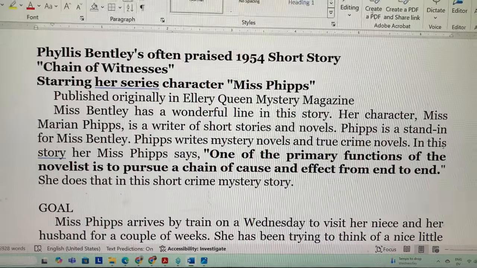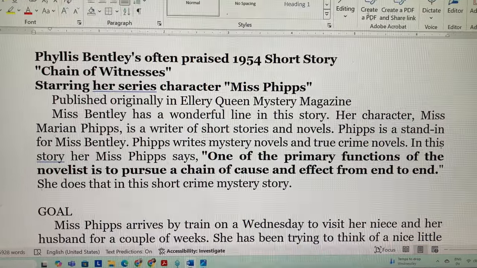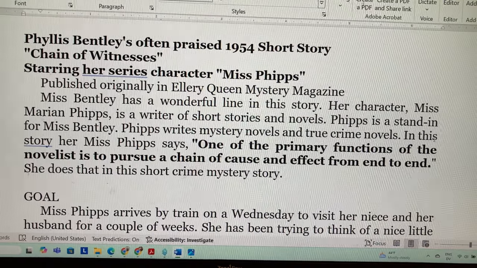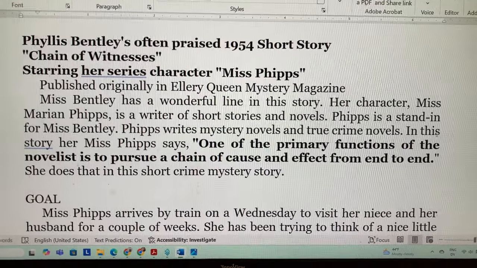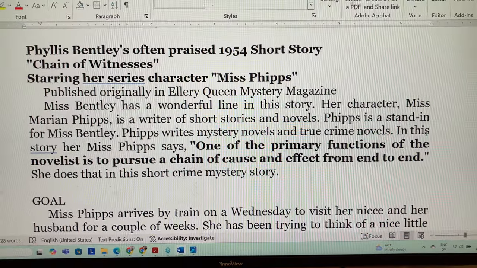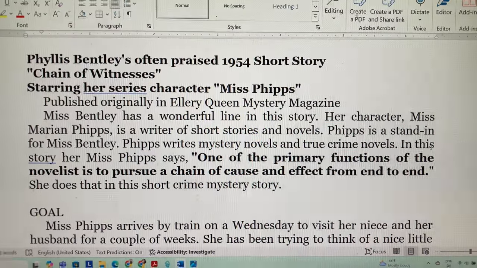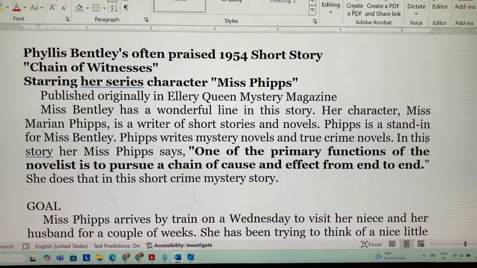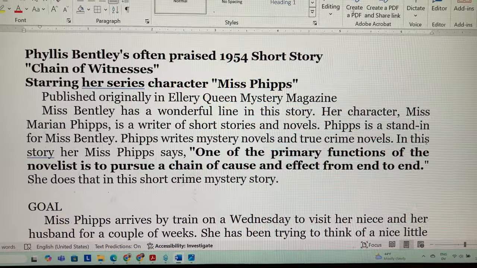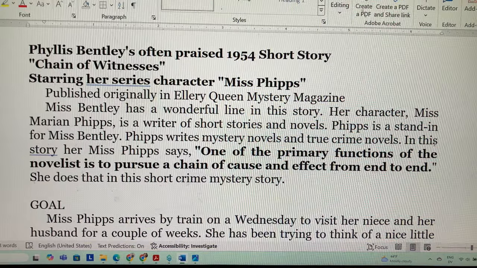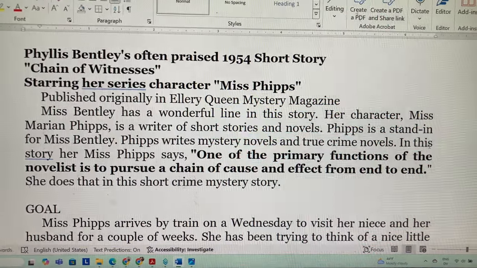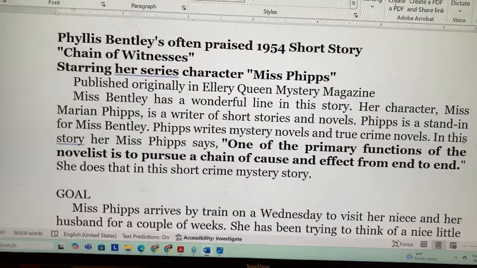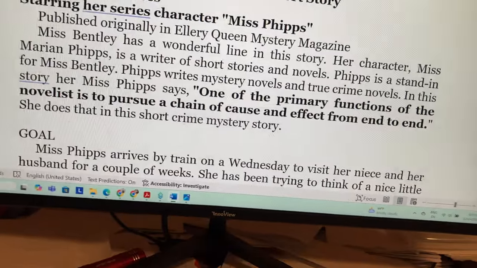Her character, Miss Marion Phipps, is a writer of short stories and novels. It's a stand-in for Bentley. Phipps writes mystery novels and true crime novels. And in this story, Miss Phipps says, one of the primary functions of the novelist is to pursue a chain of cause and effect from end to end. She does that in this short crime mystery story. Miss Phipps, this is the goal.